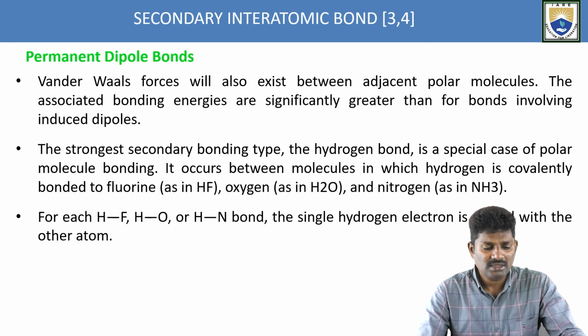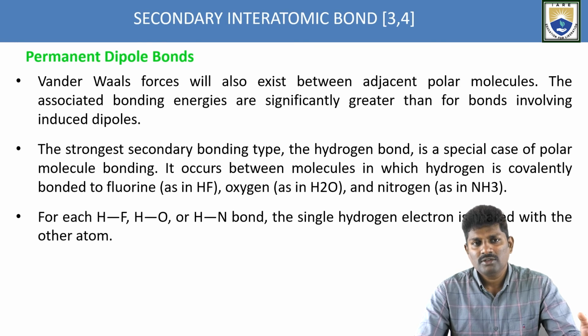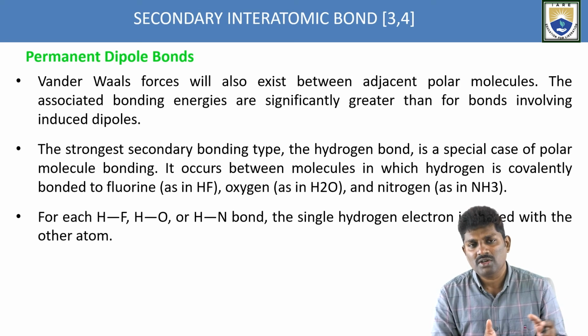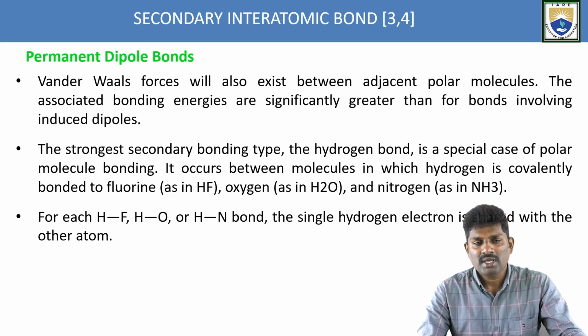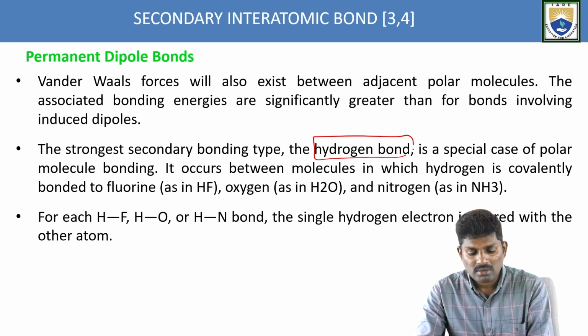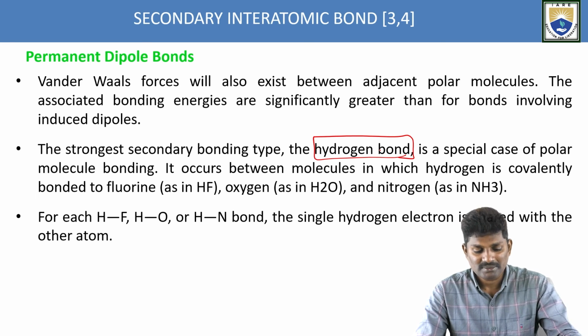And the other category is the permanent dipole bonds, van der Waals forces, which will exist between the adjacent polar molecules. So generally, what bonding do we have? We will get it through the adjacent dipoles based upon the charge, how we are arranging, or based upon the orientation of the molecules in the nucleus. So based upon this only we are trying to get the bonding between them. The strongest secondary bonding, you can see, is the hydrogen bond, a special case of polar molecular bonding. So in this case only we can see the hydrogen as a strong bonding in the secondary type.